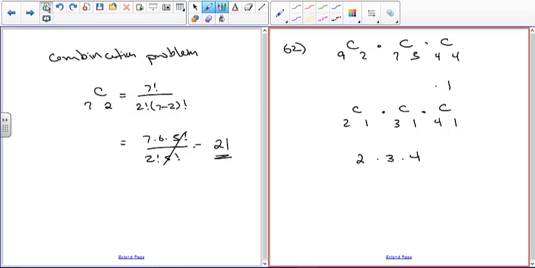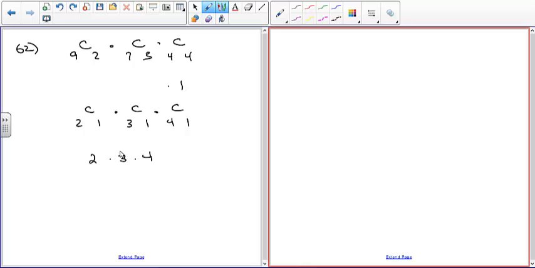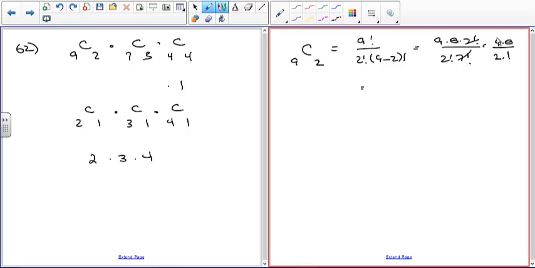So all we have to do now is figure out what these 2 are. This is 1, 2, 3, 4. So let's see, 9 things taken 2 at a time is going to be 9 factorial over 2 factorial times 9 minus 2 factorial, which is 9 times 8 times 7 factorial over 2 factorial times 7 factorial. Those cancel out. That's 9 times 8 divided by 2 times 1. So that's 72 divided by 2 is 36.